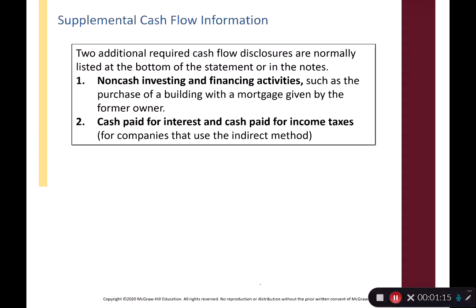Two additional required cash flow disclosures would be any non-cash investing and financing activities, like buying a building with a mortgage. That would be a loan. So we're getting a building, we're increasing our long-term assets, but cash isn't impacted because our long-term debt is also increasing. So we would disclose that, basically to explain any differences that aren't accounted for on the cash flow statement itself. And then if we're using the indirect method, we also need to disclose the amount of cash we paid for interest and income taxes, because that won't show up on the face of the cash flow statement using the indirect method.